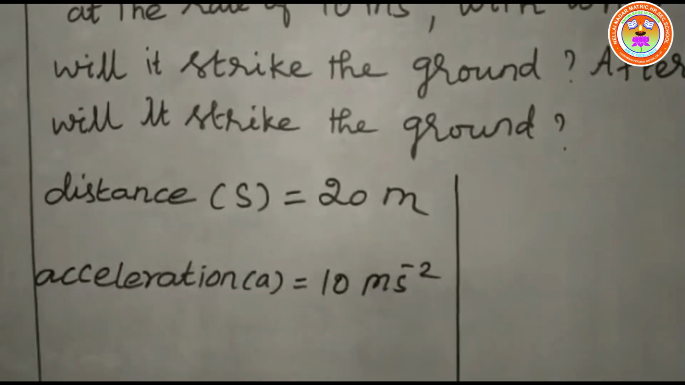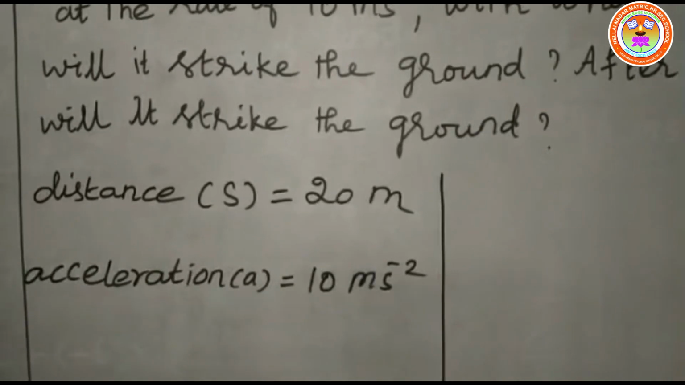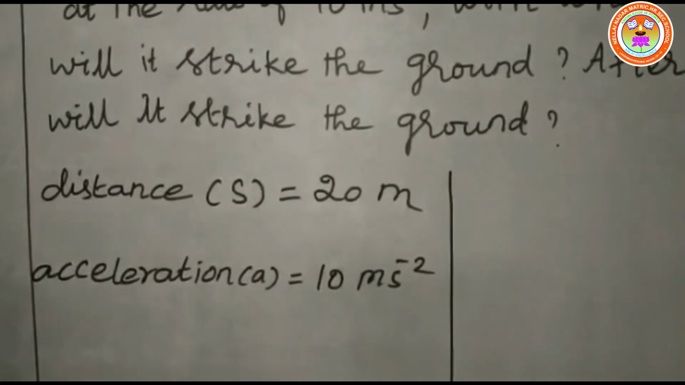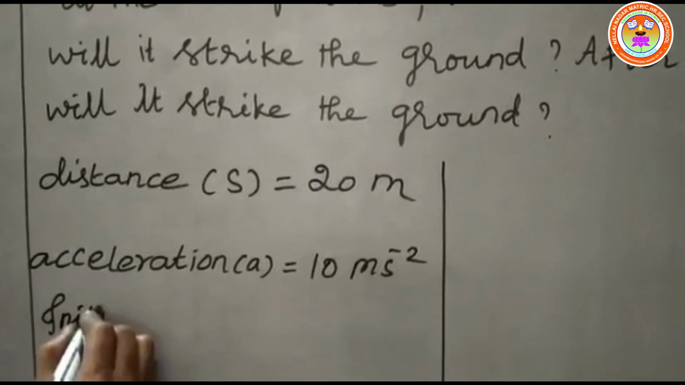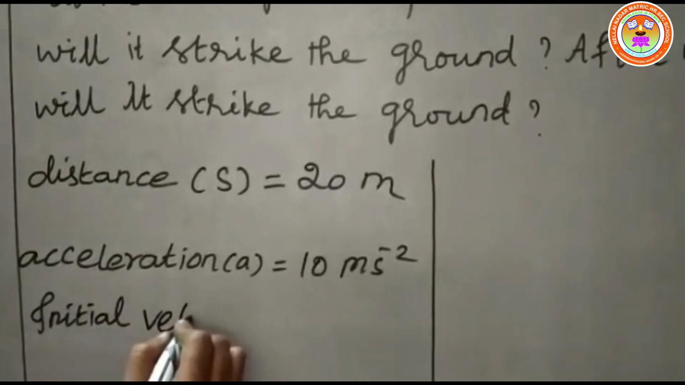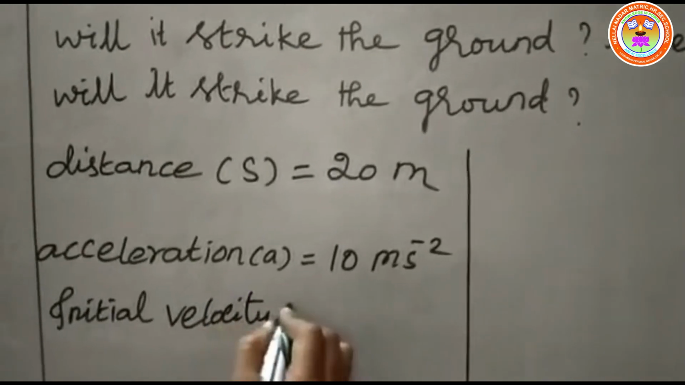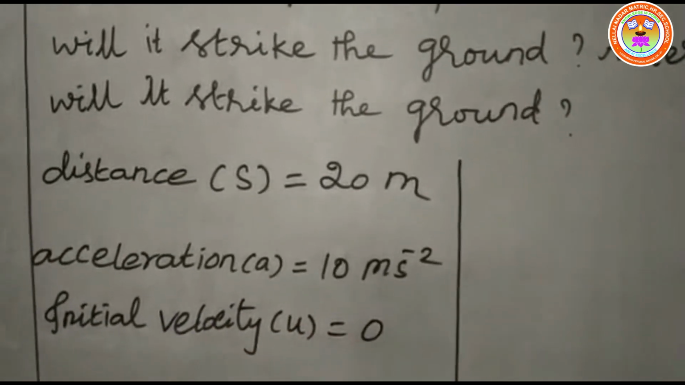And after that, the ball starts from a particular height on the building only. So there is no initial velocity, isn't it? Already we discussed this in the previous video also. So the initial velocity, denoted by the symbol U, is equal to 0 only.